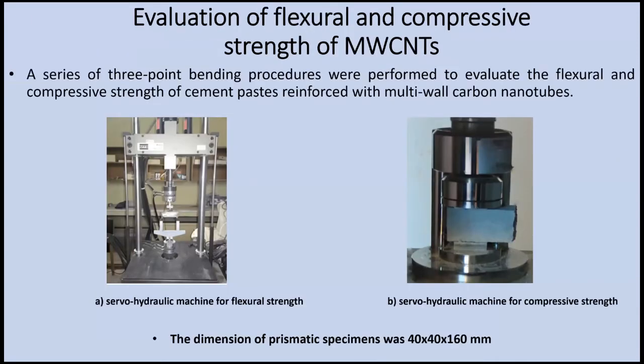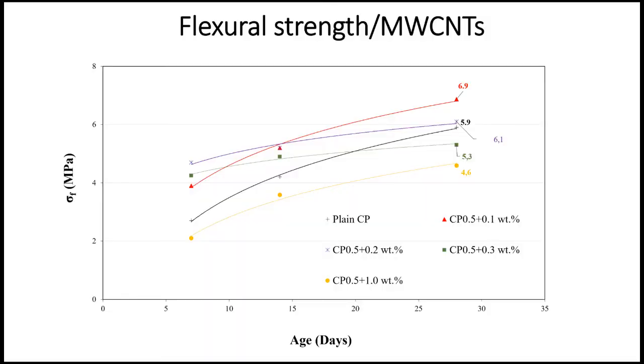In order to evaluate the flexural and the compressive strength of multiwall carbon nanotubes, a series of 3-point bending procedures were performed. As we can see in the pictures, in the left picture, we can see a hydraulic machine for evaluating the flexural strength. And in the right picture, we can see a hydraulic machine for evaluating the compressive strength. The results of every specimen are represented in the following picture.